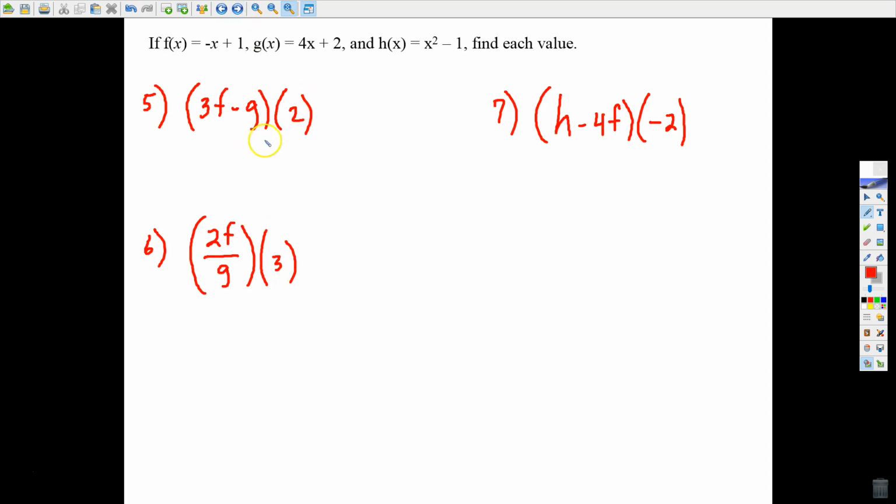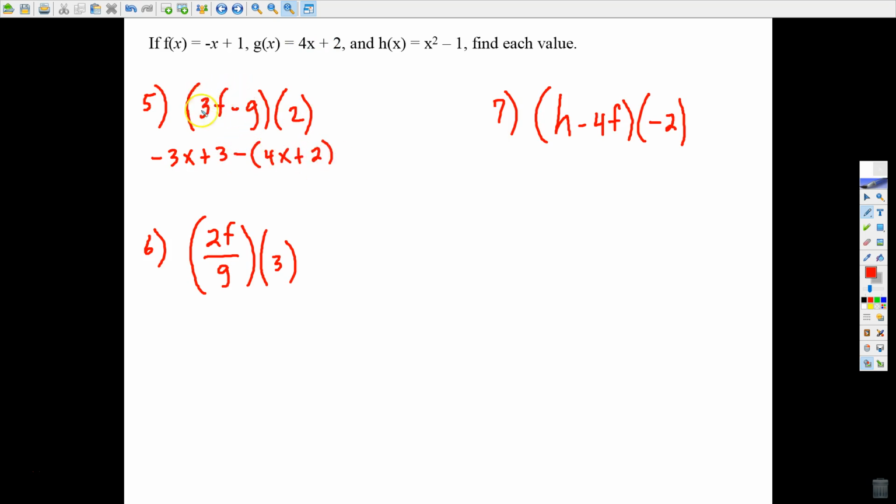Okay, moving on to the next set of problems. Number 5 says, let's multiply 3 times the f function. 3 times both of these terms will be negative 3x plus 3. And then we're going to subtract the g function from that product.